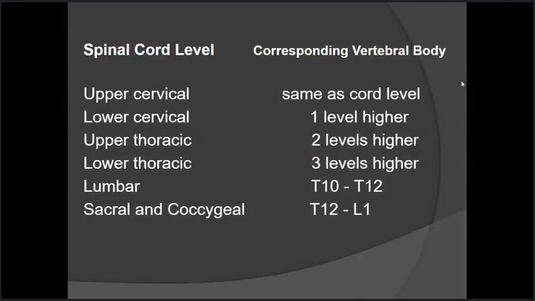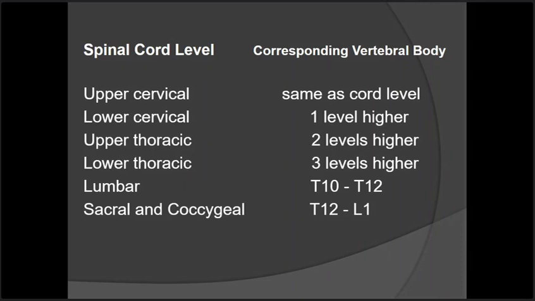In this table, I will put it in a simple way. It is not as simple as that mentioned in this table, but I will put it in this simple way just to be memorized. The spinal cord level with corresponding vertebral body in upper cervical is the same. Cervical 2 corresponds to vertebral column 2. In lower cervical, it will be one level higher. In upper thoracic, it will be 2 levels higher. In lower thoracic, it will be 3 levels higher.